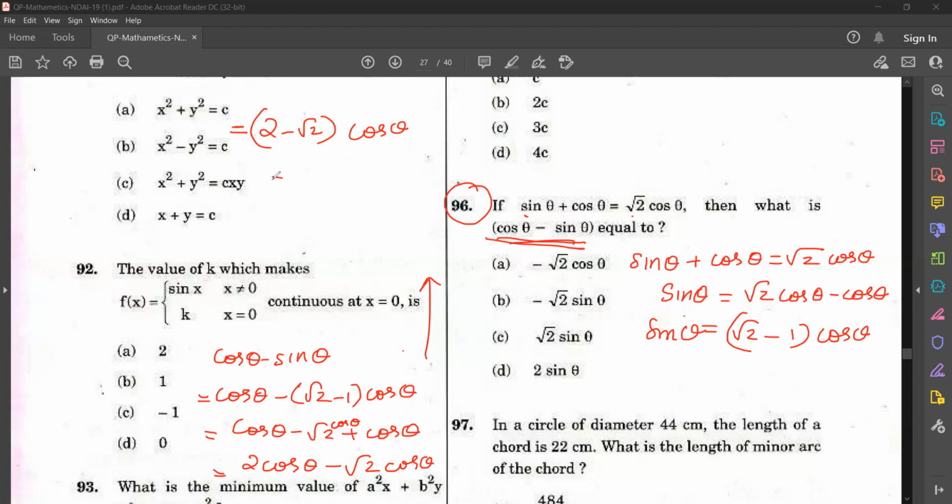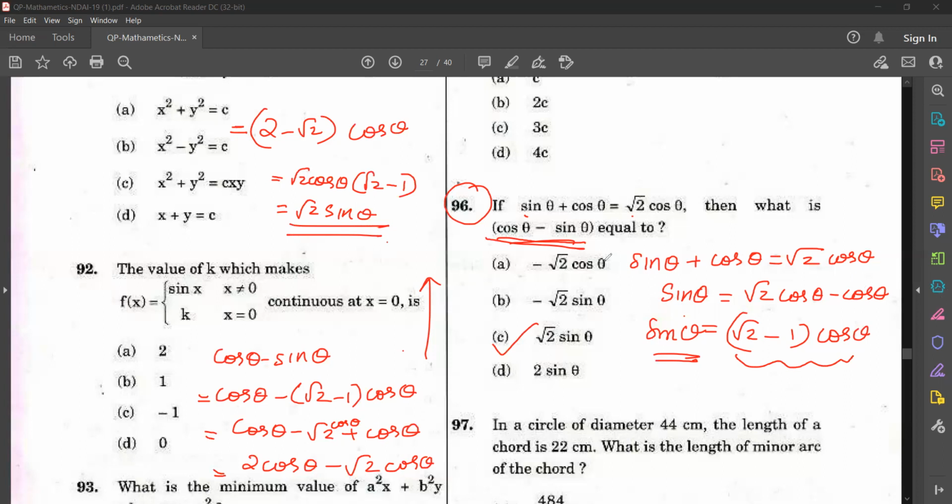So if I take root 2 out, what will I have? I'll have root 2 times root 2 minus 1 cos theta, isn't it? Now see, what is root 2 minus 1 cos theta? We have already written it as sin theta. So that is root 2 sin theta. That is the answer. That is option C. Root 2 sin theta.